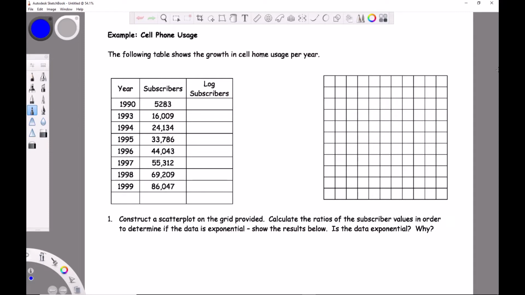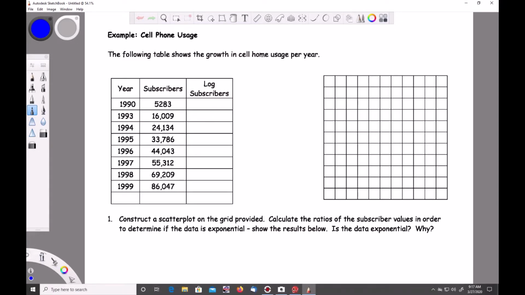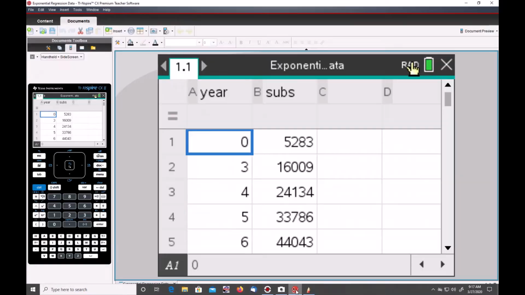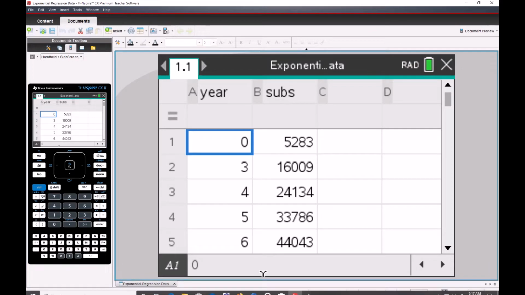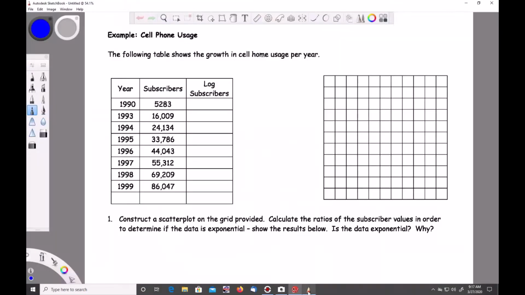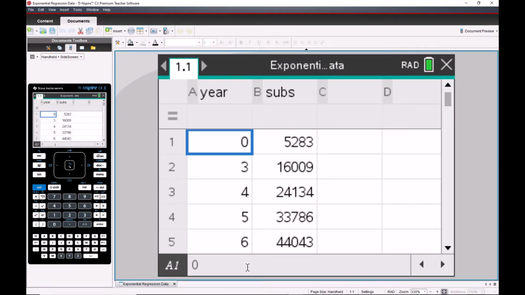All right. Cell phone use. And here's year, time, number of subscribers. It does seem to be growing. We'll have to check to see if it's exponential. The first thing they want us to do is make a scatter plot in the grid. But let's start out in the calculator and go ahead and input this data into your calculator in a spreadsheet.